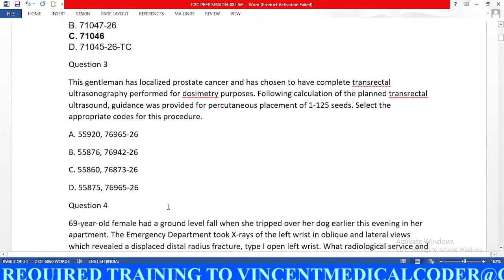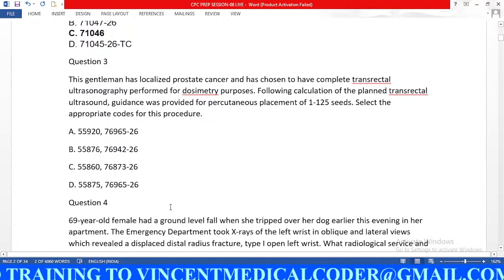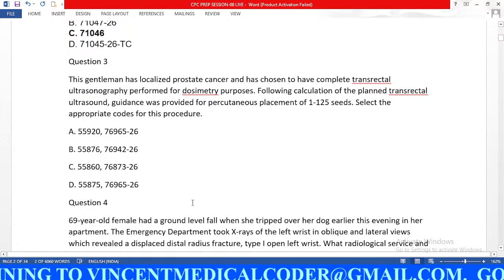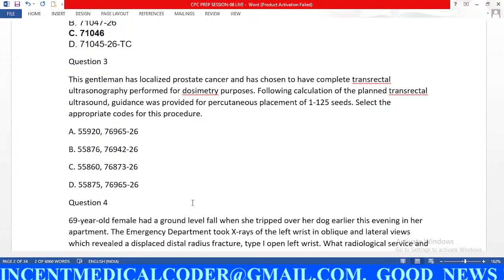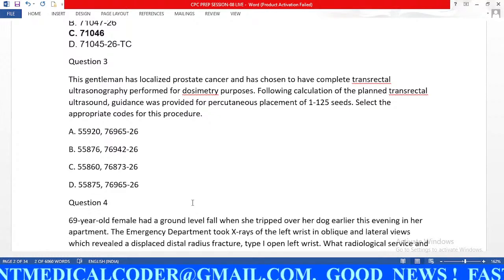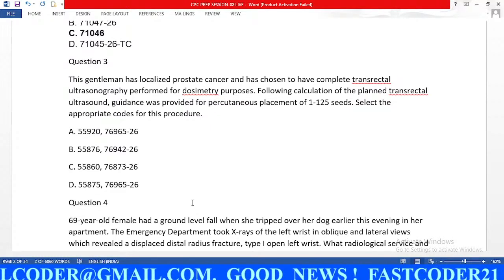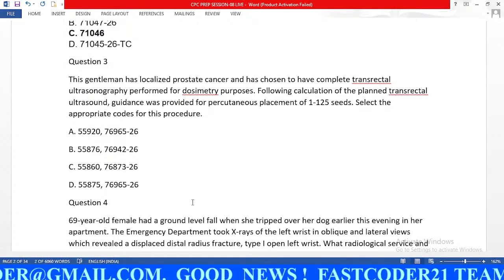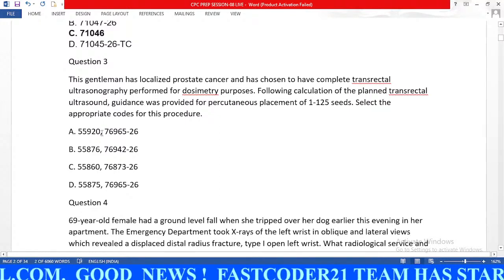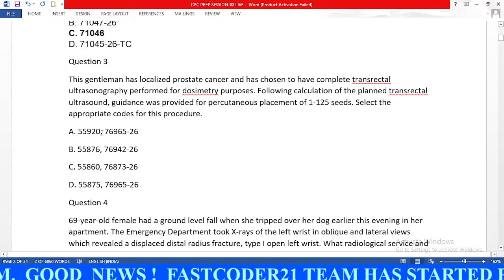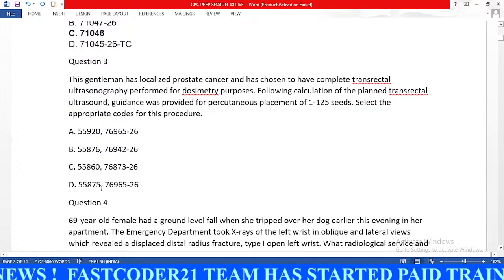So go ahead, we will discuss our question now. First, we need to find the keywords. We will try to find the keywords now. So basically this is a direct question, guys. You don't need to do more research on this. So just you need to check 55920, 55876, 55860, 55875.